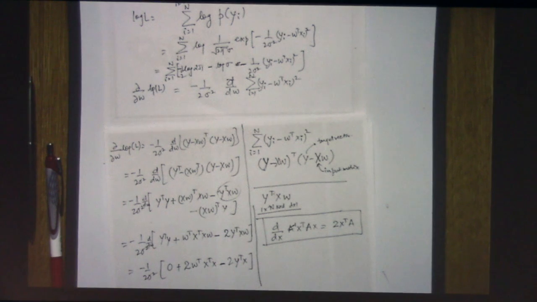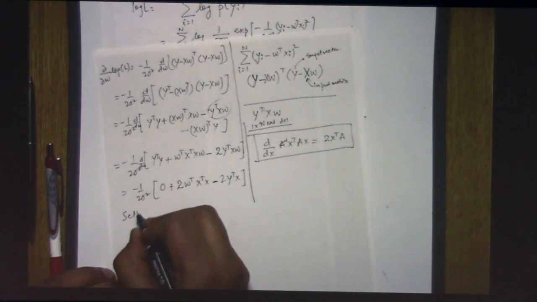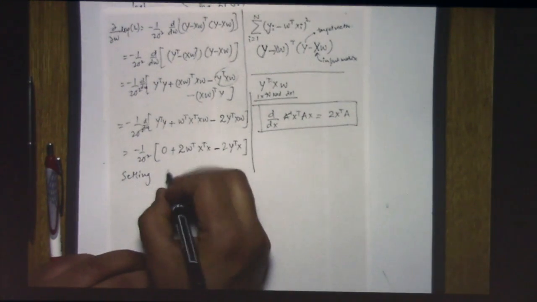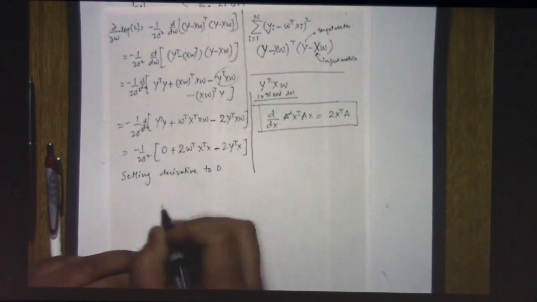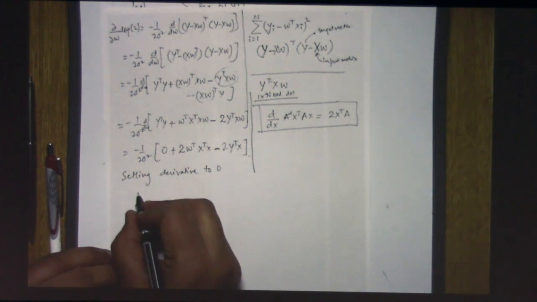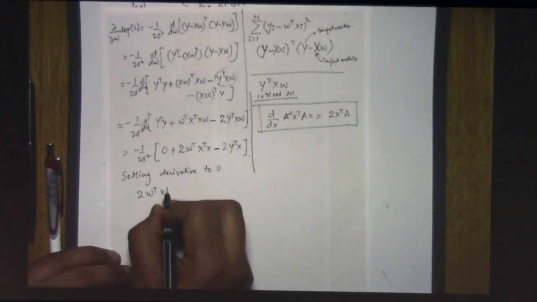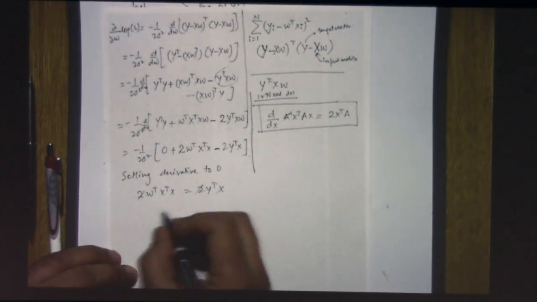Any questions so far? This is fairly standard matrix algebra. Then we set the derivative to 0. When we set it to 0, the constant factor doesn't matter. All you need to do is 2 w transpose XTX equals 2 y transpose X, and the 2s go away.